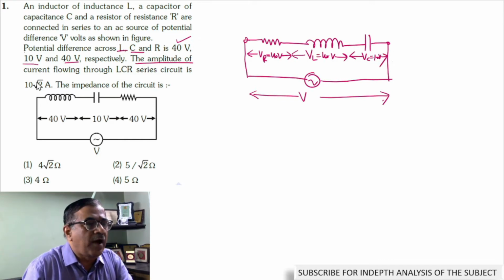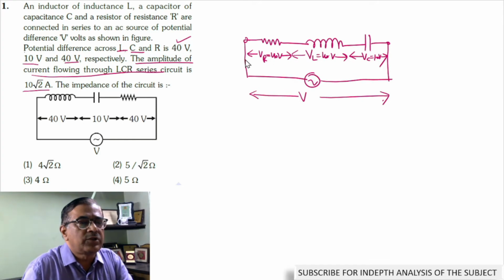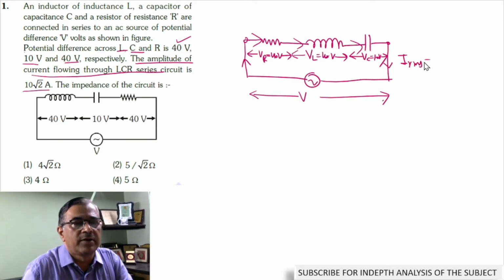The amplitude of current flowing through the RLC series combination is 10√2. So the amplitude of current flowing through the circuit is given. I will prefer saying that the RMS value of current flowing through the circuit is equal to I0 by √2, which is 10√2 divided by √2, and this is equal to 10 amperes.